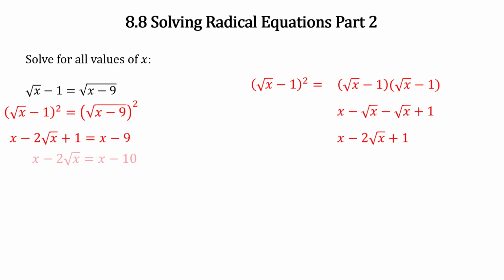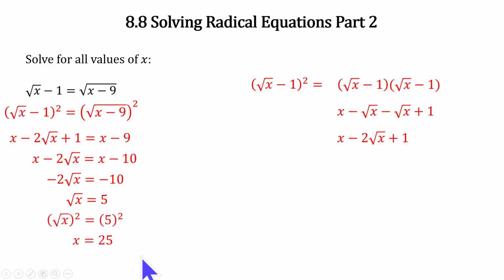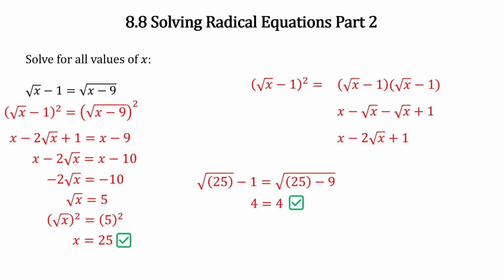Subtract 1 from both sides. So I pulled this one, subtracted 1 there, got minus 10. Now I'm going to subtract x, because those x's will just go away. Divide by negative 2. Square both sides. Get 25. Plug that into both sides, and you're going to find that 4 does in fact equal 4. So 25 is a valid answer.